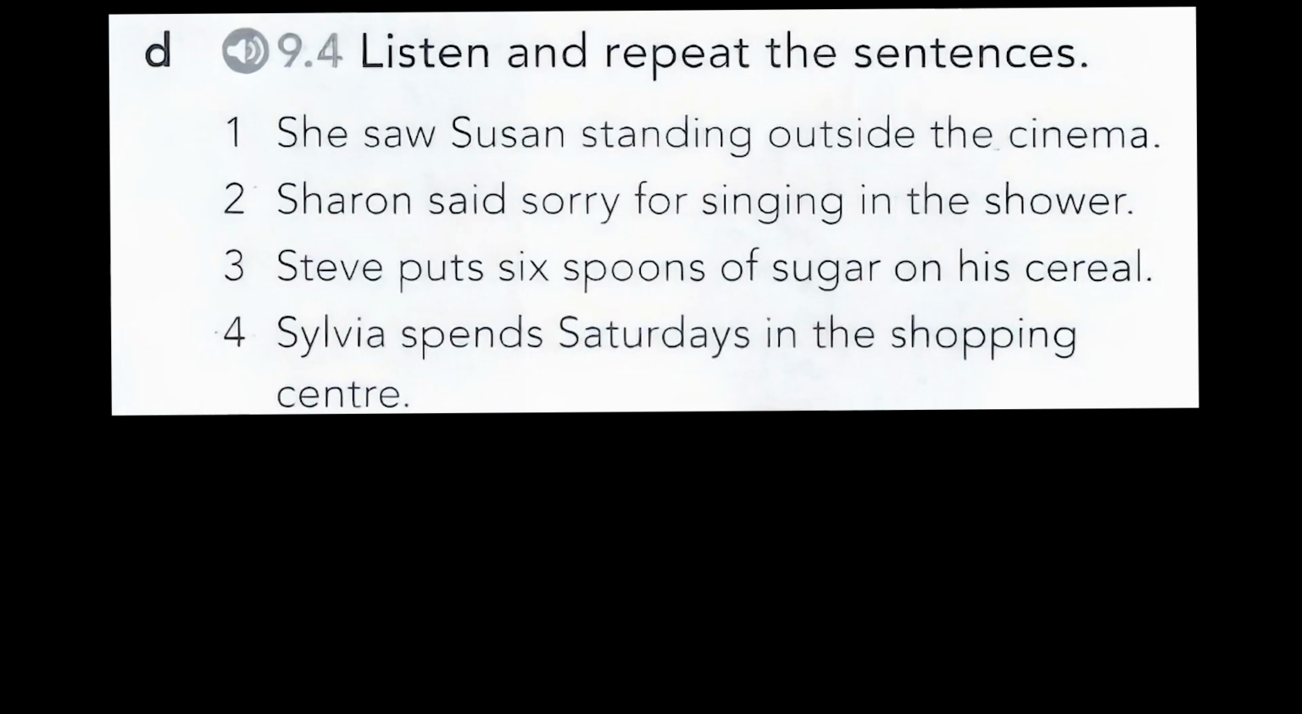Nine point 4. 9b. Pronunciation. D. 1, She saw Susan standing outside the cinema. 2, Sharon said sorry for singing in the shower. 3, Steve put 6 spoons of sugar on his cereal. 4, Sylvia spends Saturdays in the shopping centre.